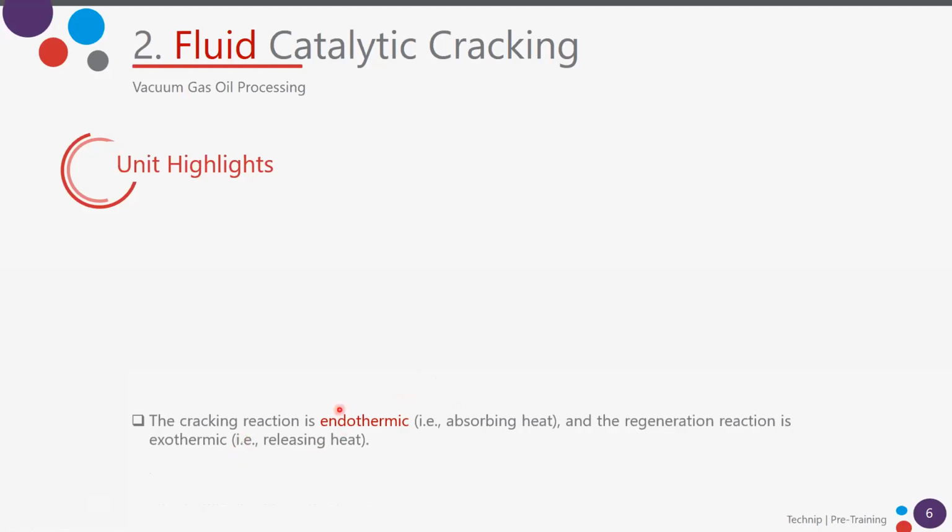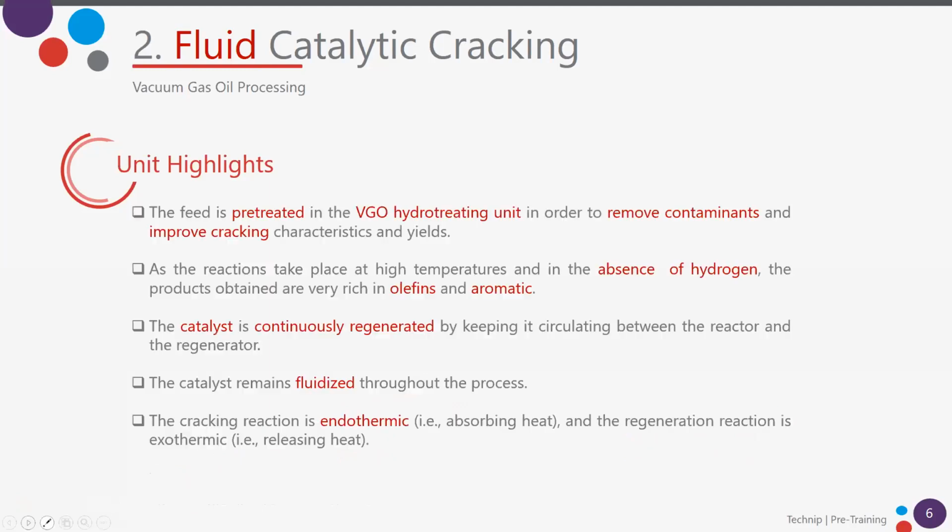Remember that the cracking reaction is endothermic, so we will need heat for the reactions. But in the regeneration reaction, so for the coke removal of the catalyst, it is exothermic, so it will release heat. So these are some highlights of the unit and the purpose that we saw in the previous slide.